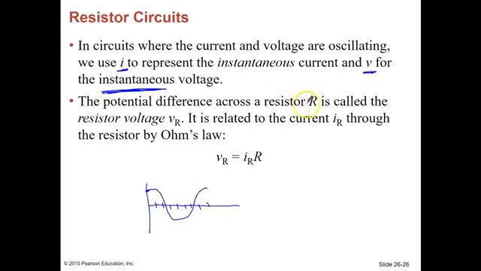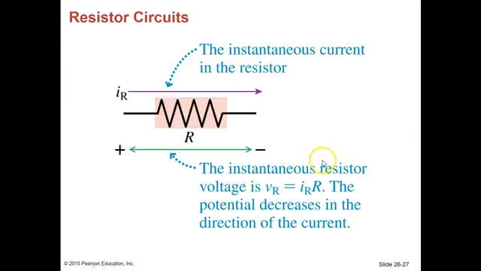The potential difference across the resistor, so there's our resistor, is called the resistor voltage. So that's V with a little r on the bottom. And it's related to the current through the resistor by Ohm's law. This is our equation, and you remember that equation when we did DC circuits. So capital V is equal to capital I times R, and this one's just lowercase. And notice that we've put the R's here just to show that it's the potential difference across the resistor and the current across that resistor. So a little bit about resistor circuits.